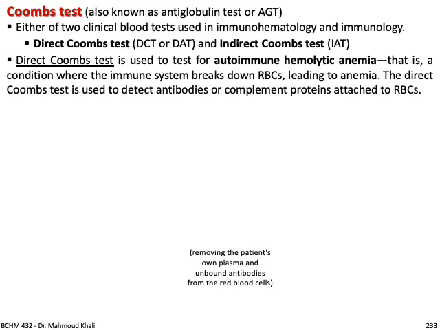The indirect Coombs test is used to test for autoimmune hemolytic anemia, a condition where the immune system breaks down RBCs, leading to anemia. The direct Coombs test is used to detect antibodies or complement proteins attached to the RBCs.